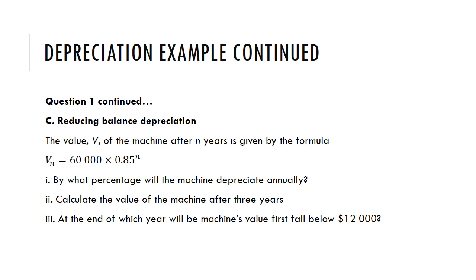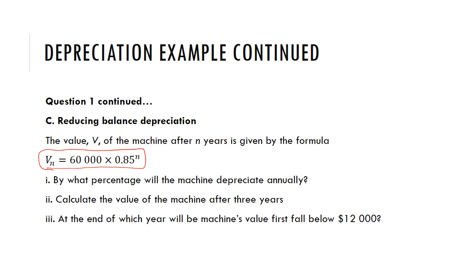Okay, so last part for question 1. We're looking now at option C, reducing balance depreciation. The value V of the machine after n years is given by the formula Vn equals 60,000 times 0.85 to the power of n. So in this case they're giving us the general rule version of our reducing balance.